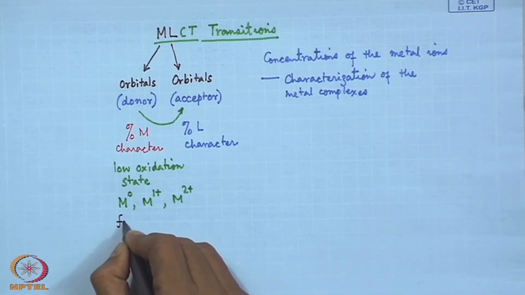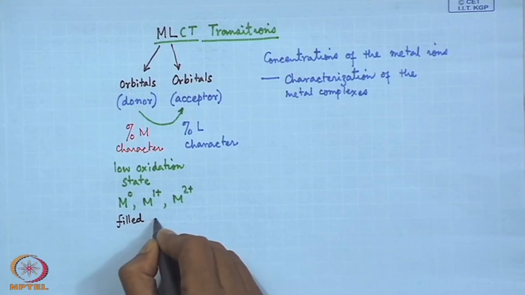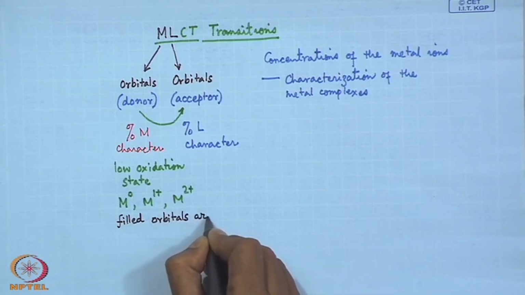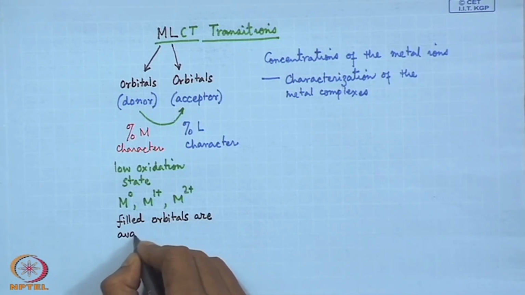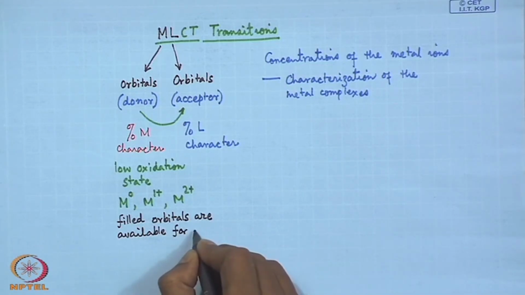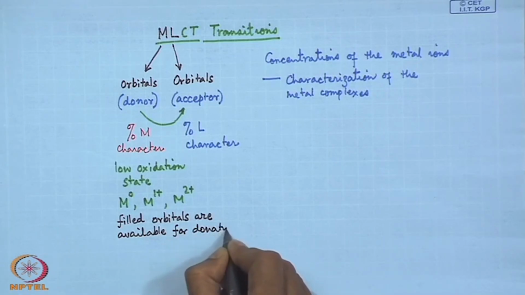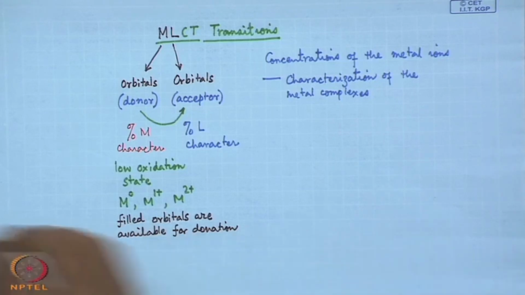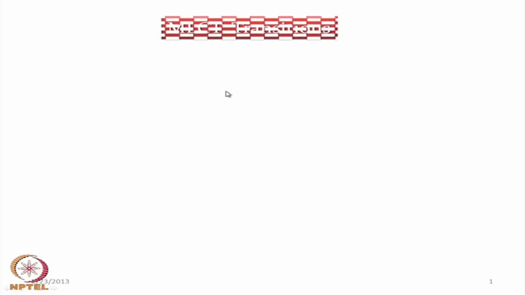That means filled orbitals are available for donation. So these filled orbitals can donate electron density to the ligand orbitals. We will see how these particular transitions can help us in understanding the metal complexes.